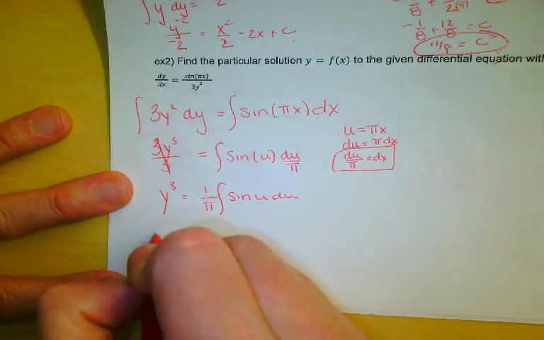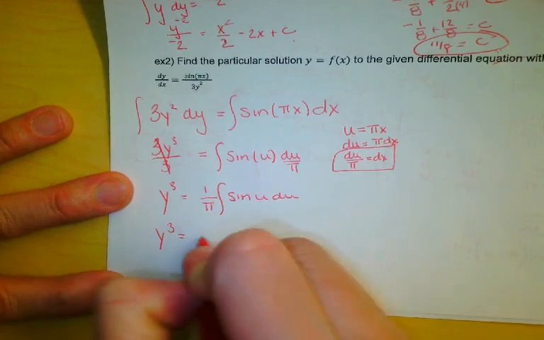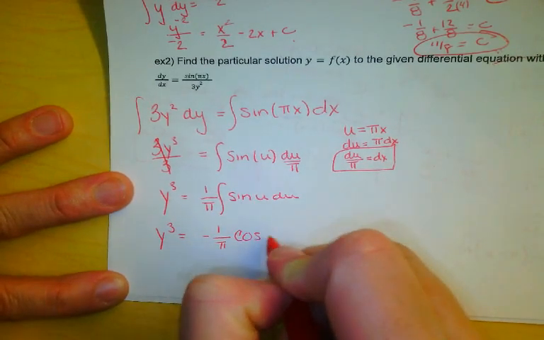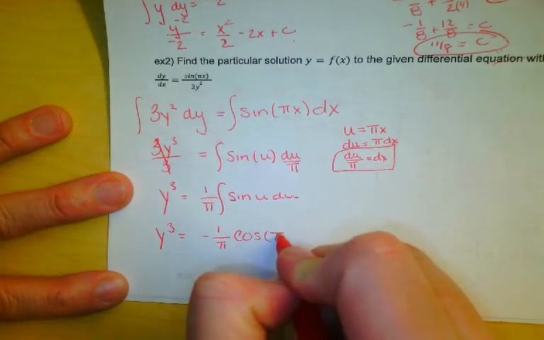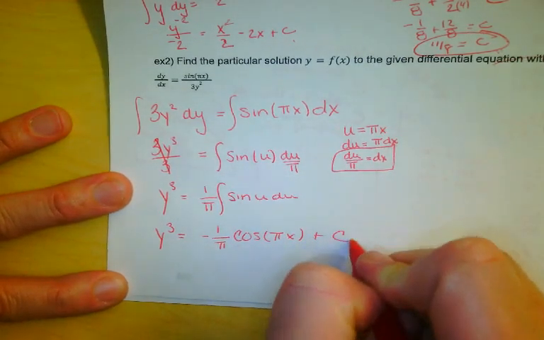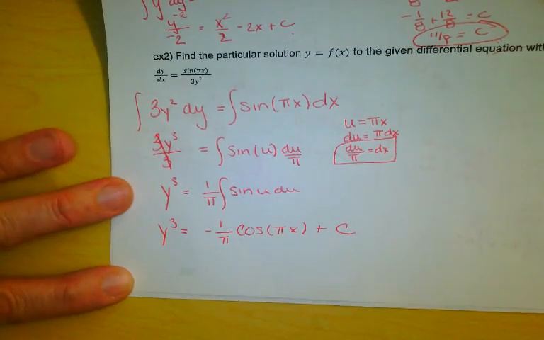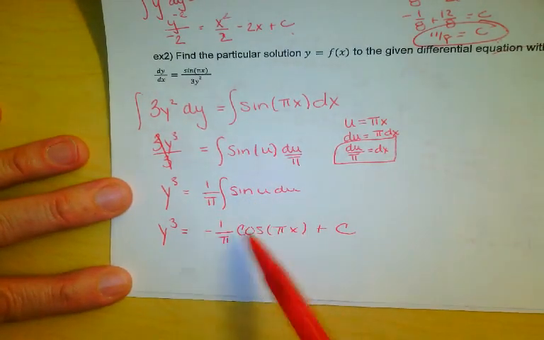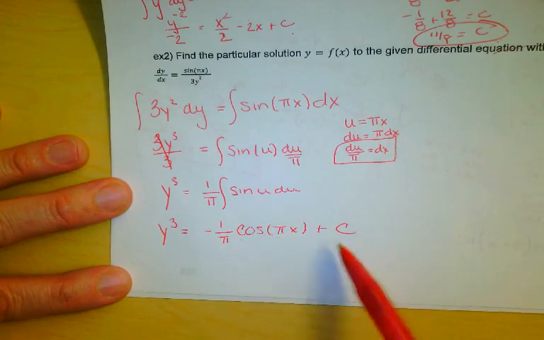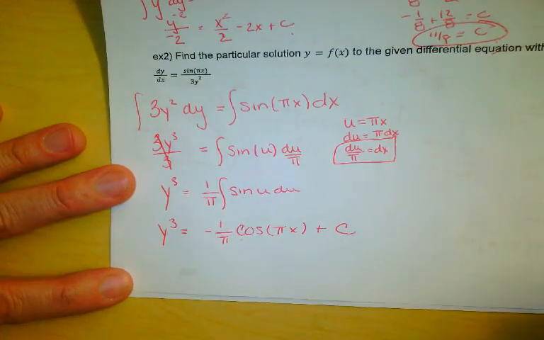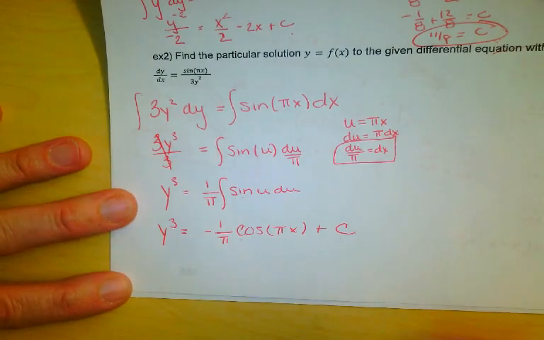Negative cosine. Good. So I've got my y cubed equals negative 1 over pi cosine, and I'm going to plug my u back in, my pi x plus c. I'm just integrating sine, which is negative cosine, put my u back in, and now I've got to solve for c. So we're going to use that initial condition, plug in my 3 and my 2 to solve for c.